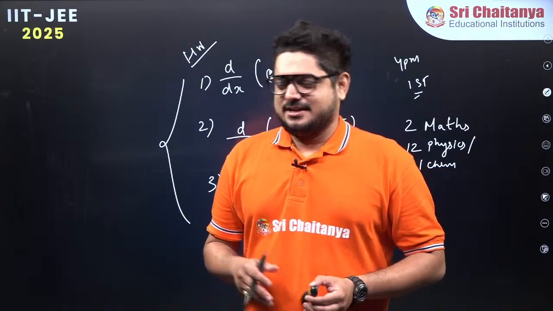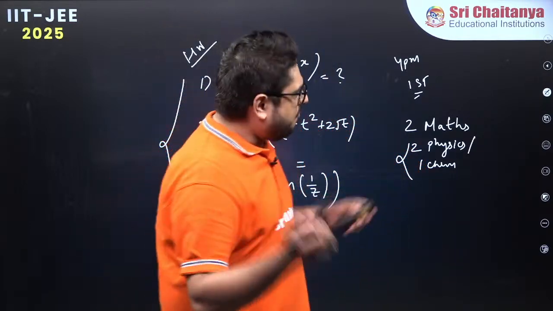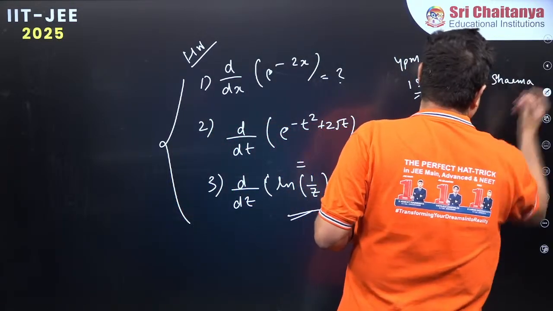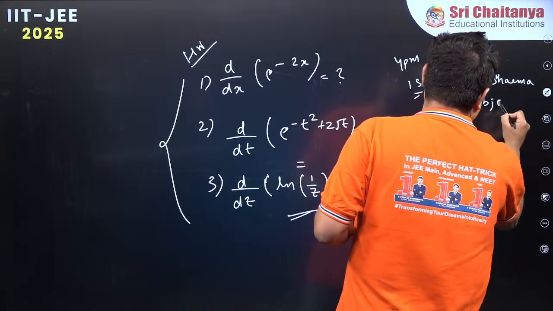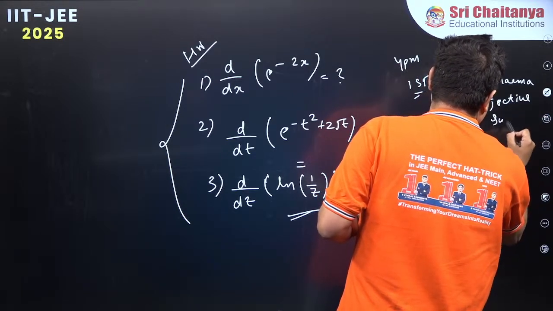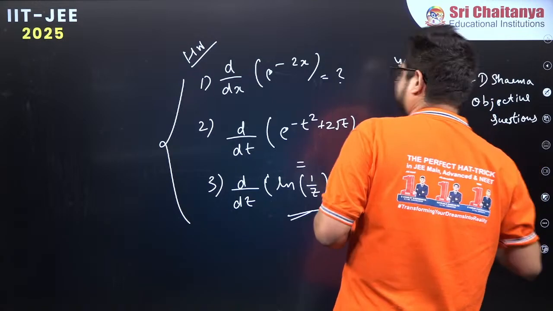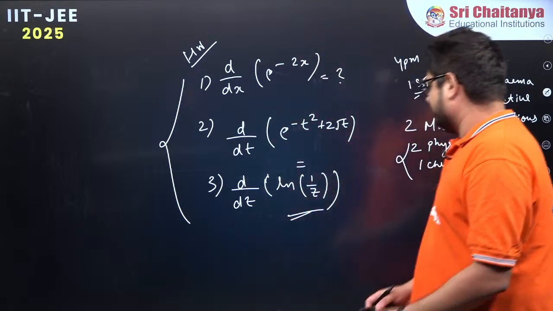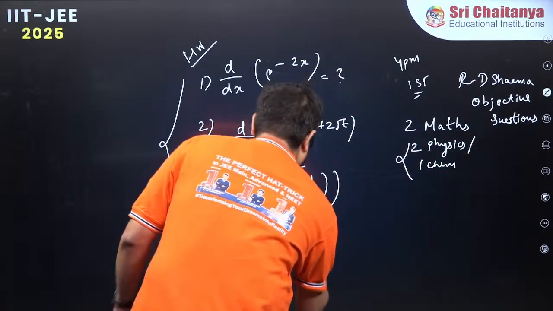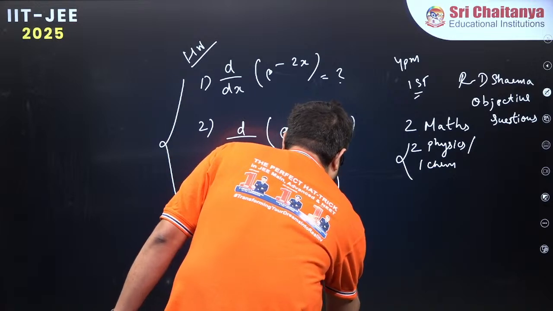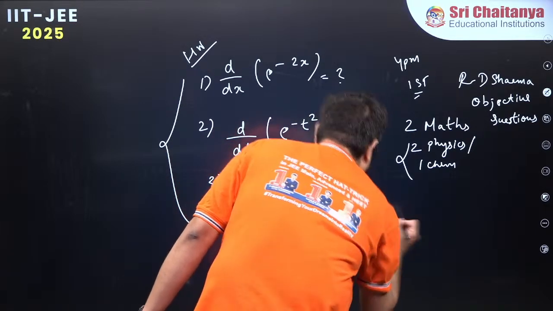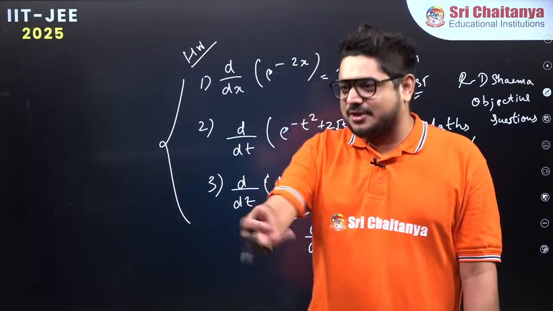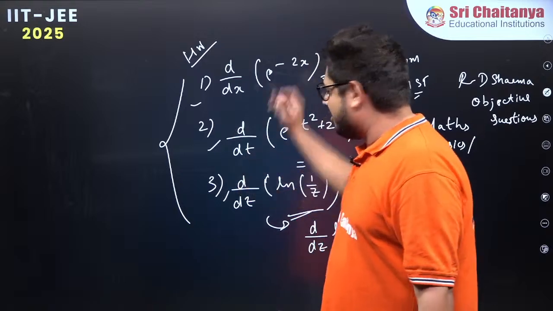So for solving differentiation, you can opt for books like R.D. Sharma. And if you are already enrolled into Sri Chaitanya, you can go for the objective exercises. Third one, I already mentioned that d by dz of ln z has to be equal to 1 by z. So now think about it, you need to use chain rule over there as well, isn't it? So that's what your homework is. We are going to be solving these questions for tomorrow.